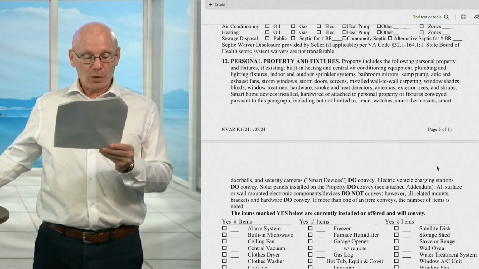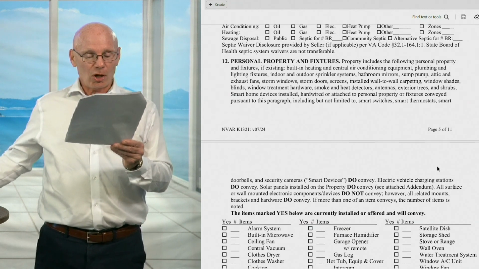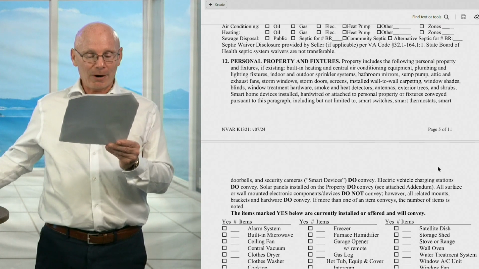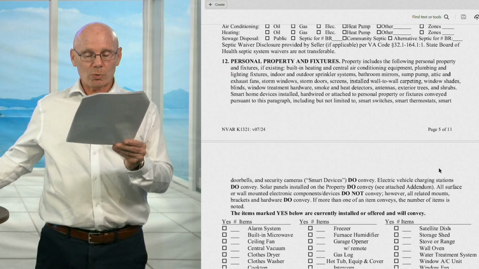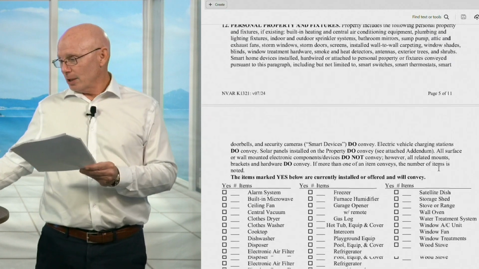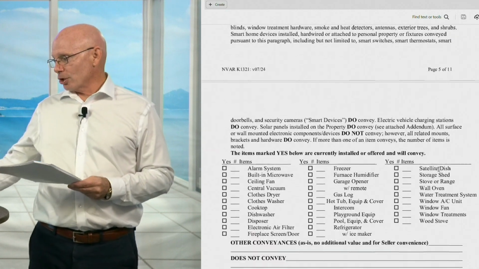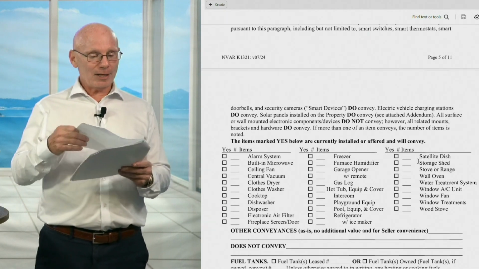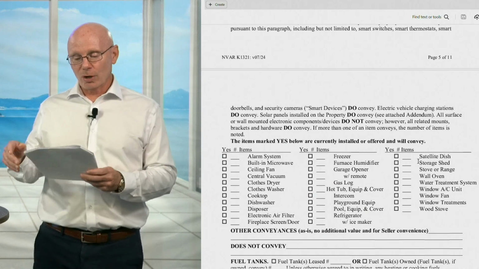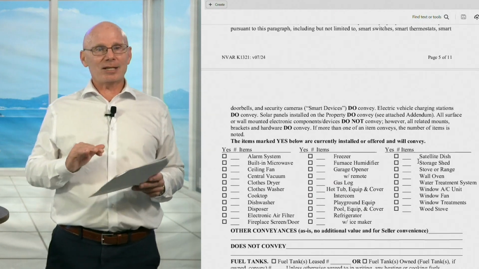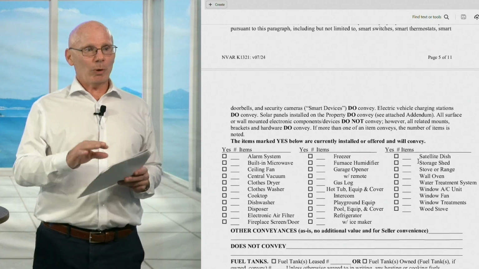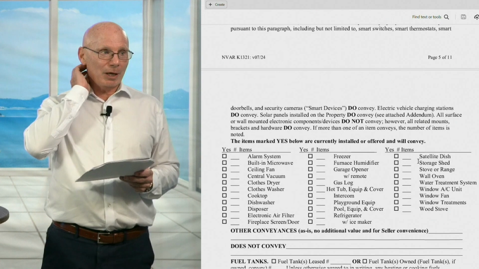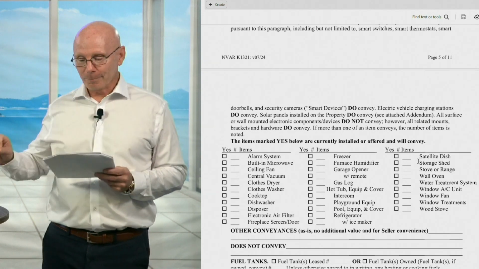And shrubs. So then also note that smart home devices installed, wired, or attached to personal property or fixtures conveyed pursuant to this paragraph, included but not limited to smart switches, smart thermostats, smart doorbells, and security cameras, do convey. So if they have Ring cameras, all that kind of stuff, all conveys now, right? So make sure your clients understand that. In today's day of electronic signing, sometimes we don't have these conversations anymore with our clients, so they aren't totally up to speed in regards to what's supposed to stay with the property.